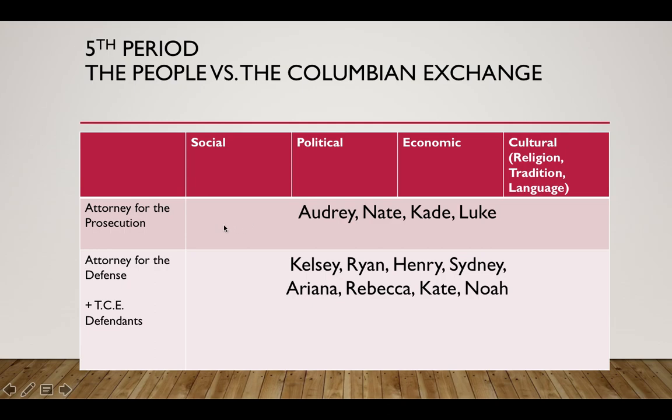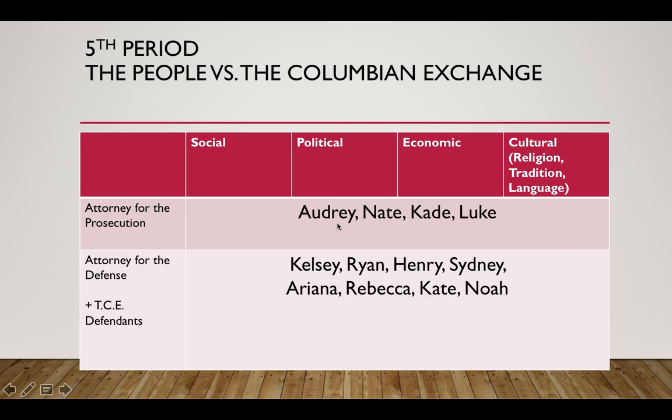So even for the side of the prosecution, I will have one prosecution attorney who's going to be cross-examining a defense witness down here. I will have one defense attorney who will be defending the social witness, and then I will have one social witness. So on the defense side, if you have two students, one will be an attorney working with a witness who's going to talk about the social benefits of the Columbian Exchange. The same will happen for political, economic, and then cultural, defining cultural as religion, tradition, and language.